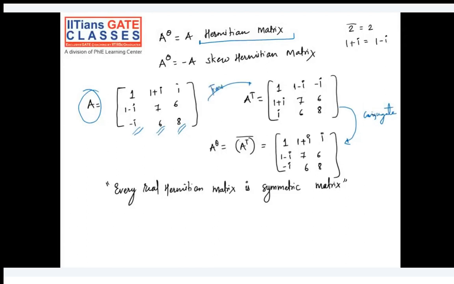Clear? Now check whether the initial matrix A and the final matrix A theta are the same or not. Yes, they are the same. So that is why we can call this matrix A a Hermitian matrix. Any doubt here?